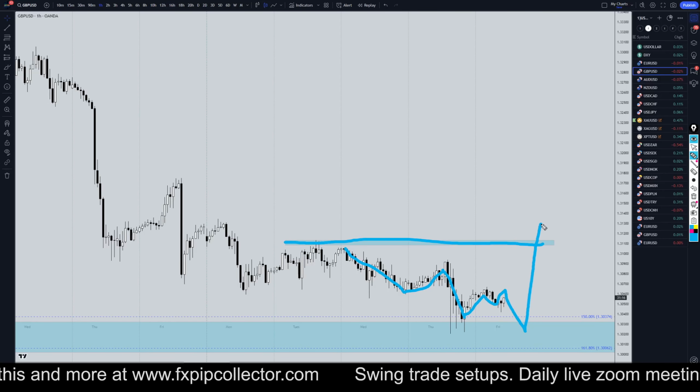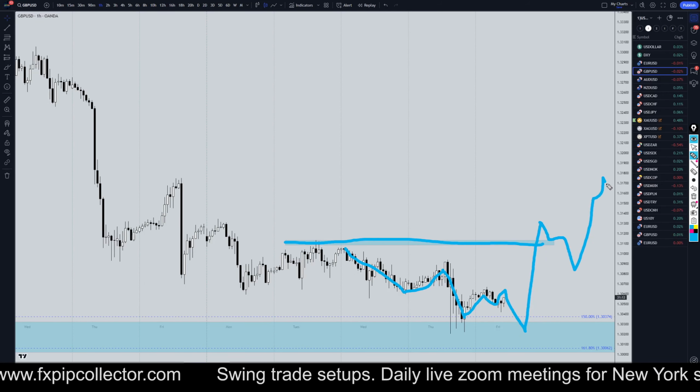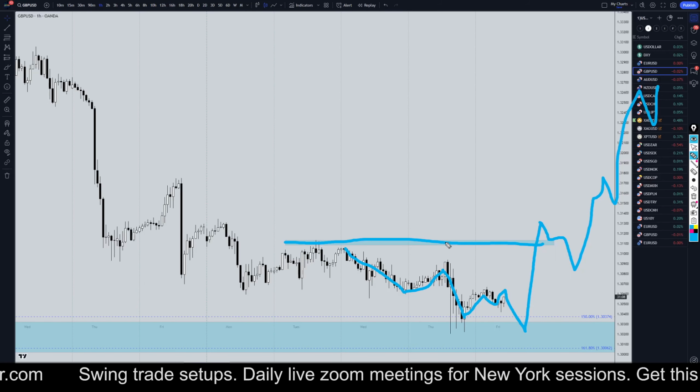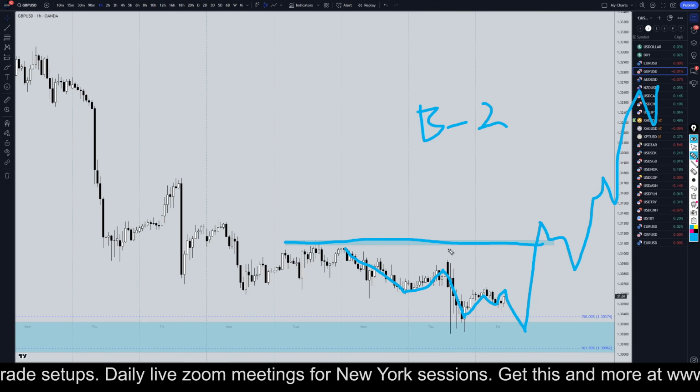I will not be trading the first impulse to move up, but once it breaks structure, I will definitely be looking for longs from that point on. And like I said, I would expect it after the break of structure to be either a wave B or a wave 2.